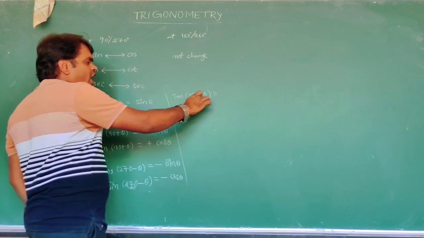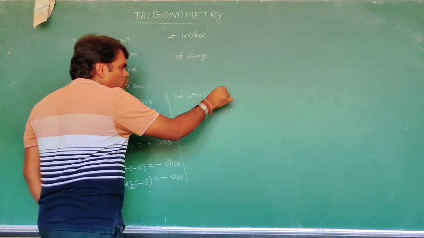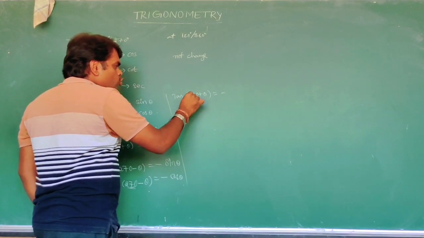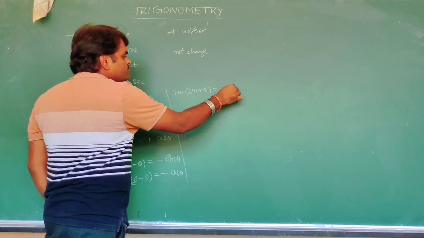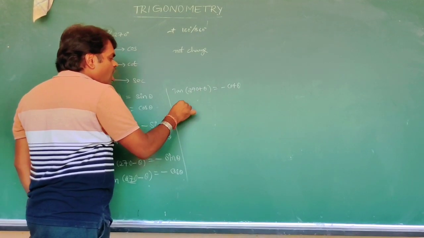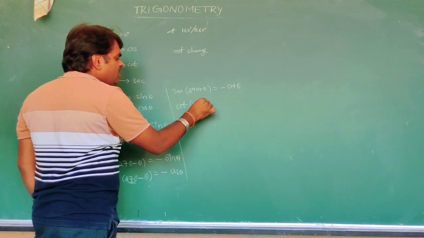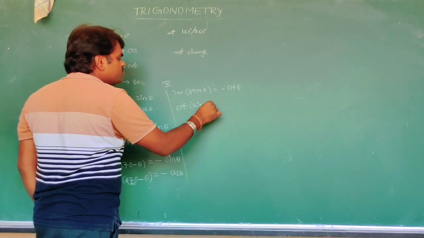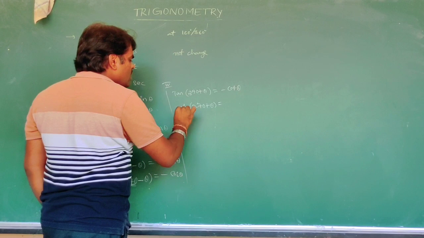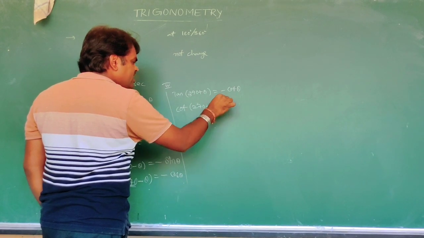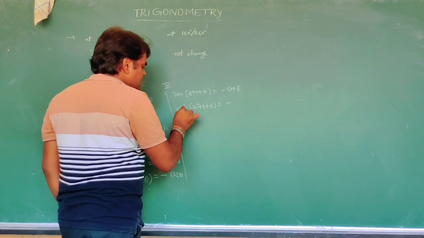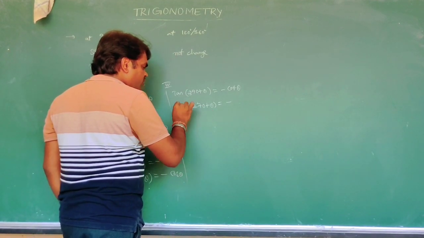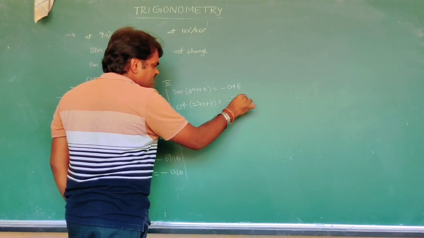It is in the fourth quadrant. Tan will be negative. 270 will be there, so the function can be changed to cot. Cot of 270 plus theta. Cot 270 plus theta is in the fourth quadrant, so the sign is negative. 270 will be there, so the function can be changed. Like this.